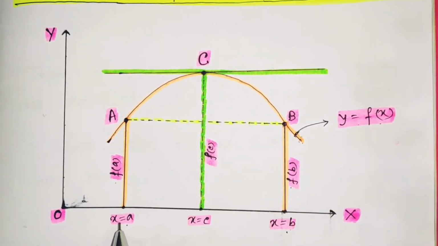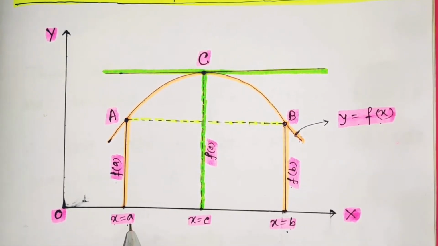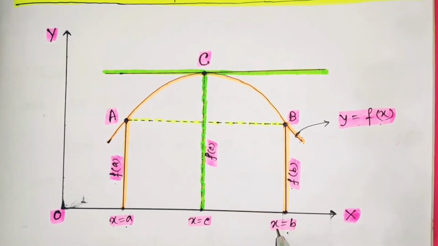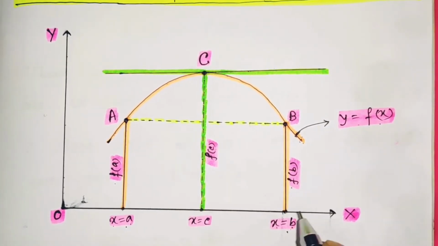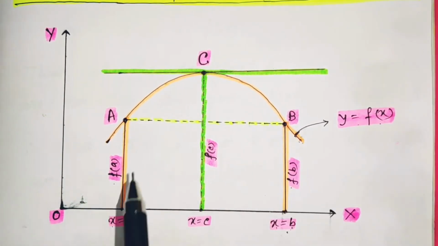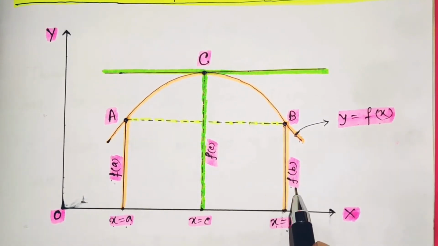Here this one is the given range, and at the point x equals a, the functional value f(a) is this one. Similarly, at the point x equals b, the functional value f(b) is this one. So these two values should be the same. f(a) should be equal to f(b).